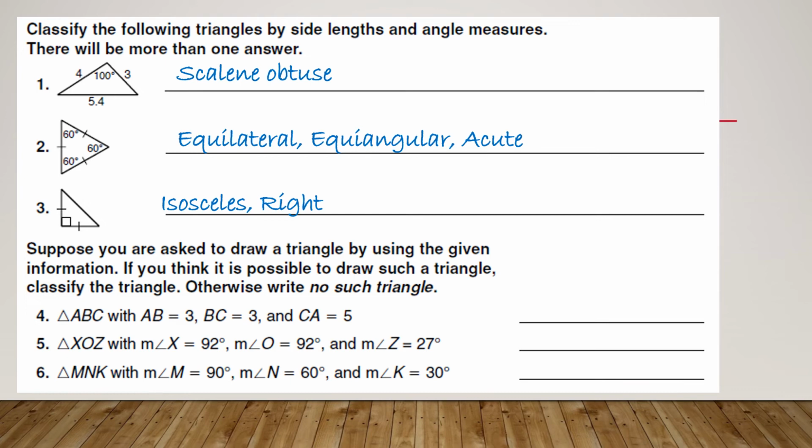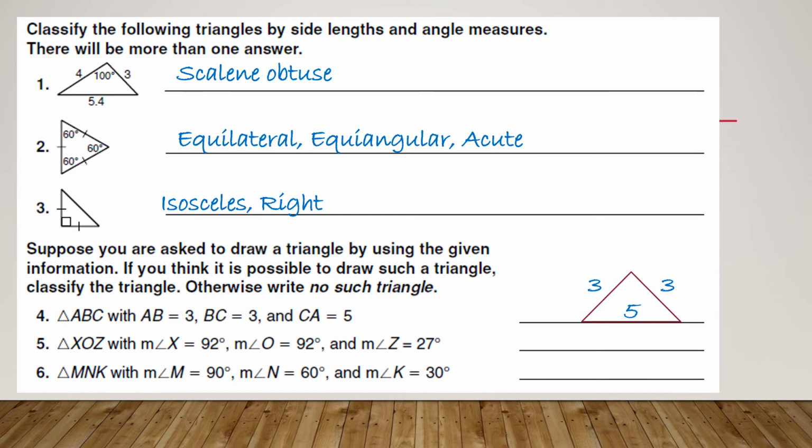And last little bit, this is a quick, short and sweet video. Last little bit here, so if triangle ABC is there with AB 3, BC 3, and CA 5, can we draw that? Could that actually happen? So yeah, I can sketch that. That's a triangle that would work. It's isosceles, there it goes.